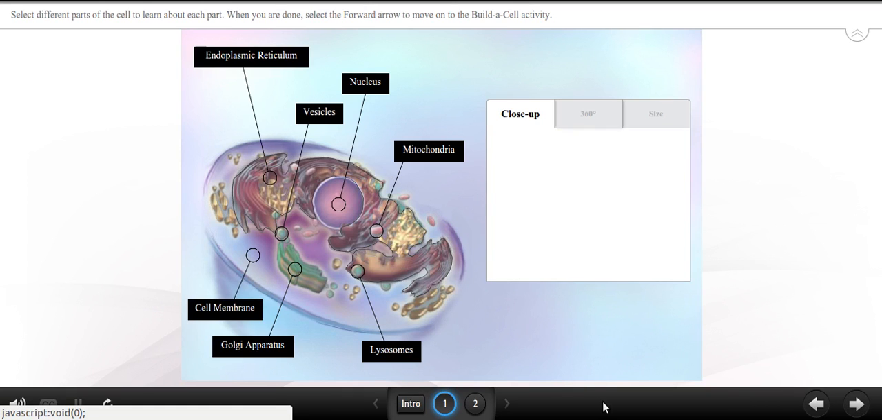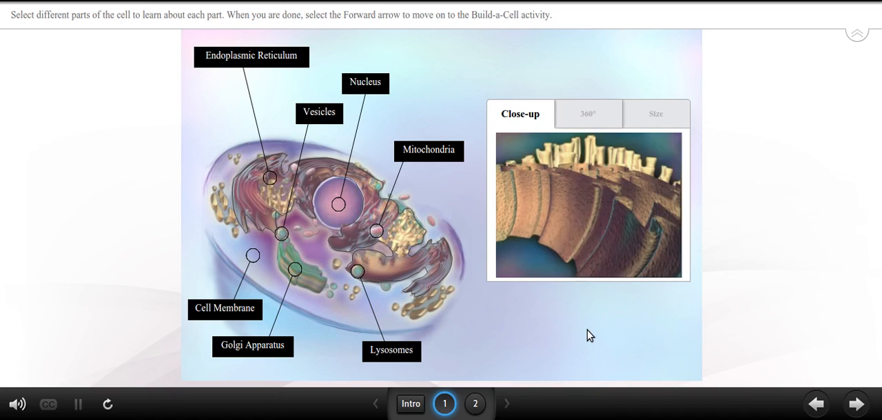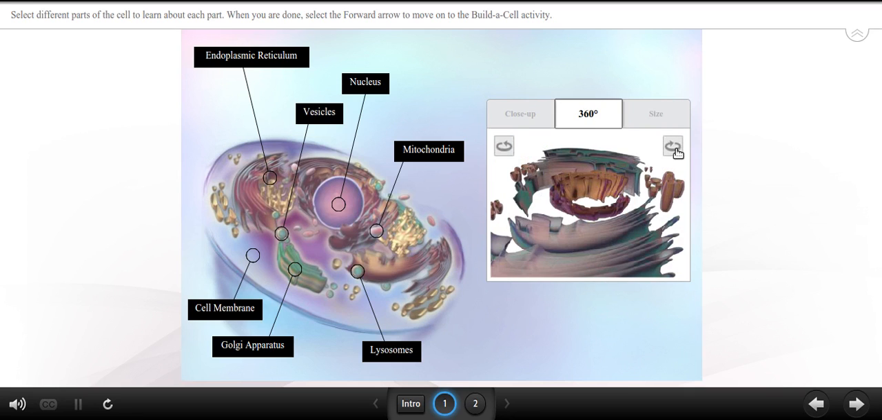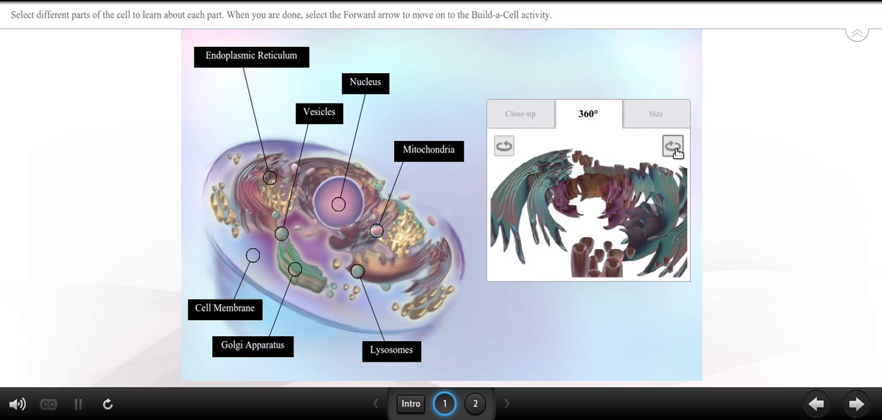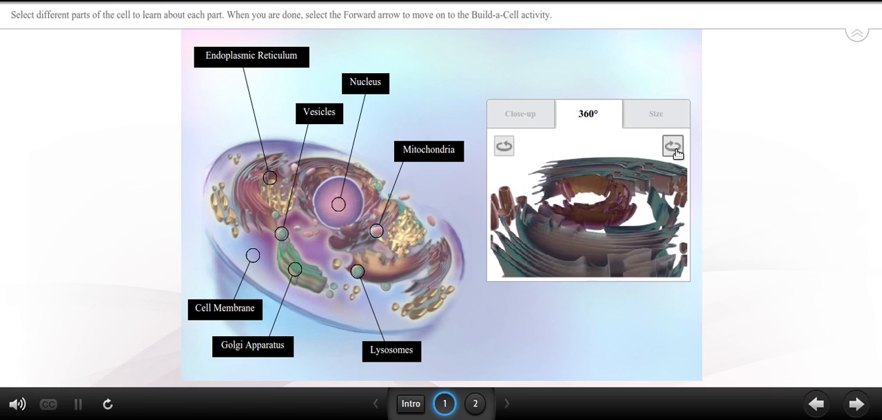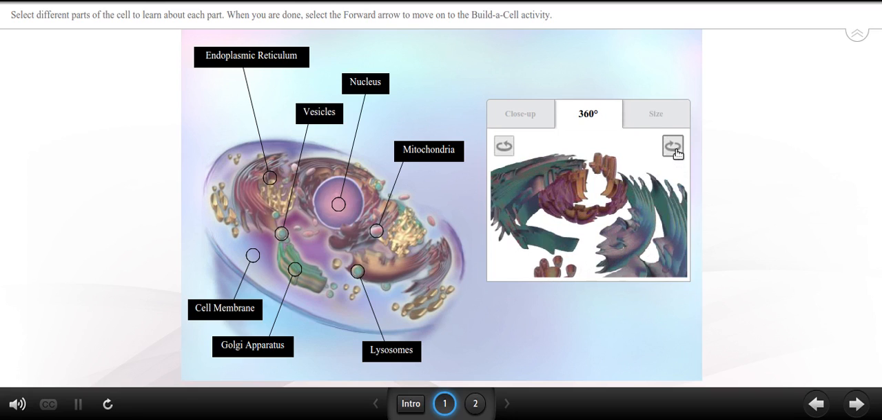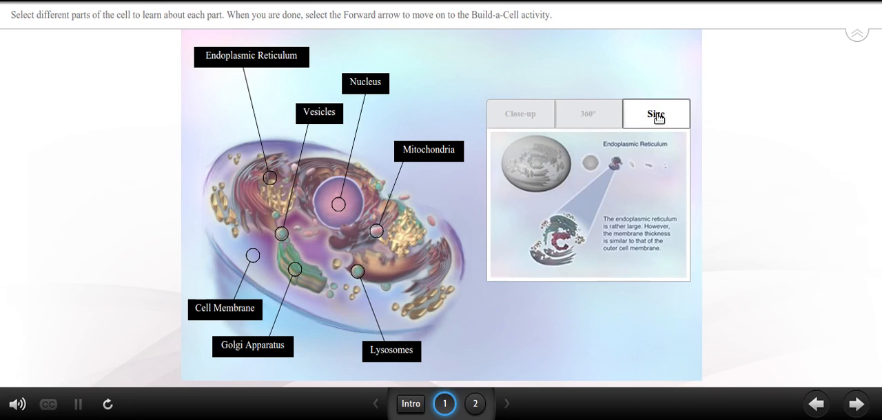The endoplasmic reticulum is involved in the production, processing, and transport of proteins and in the production of lipids. The ER is a network of membranes that extend throughout the cytoplasm of eukaryotic cells. Rough ER is studded with ribosomes. Ribosomes are tiny organelles that are the sites of protein synthesis. The rough ER packages and transports the proteins that are made by its attached ribosomes.